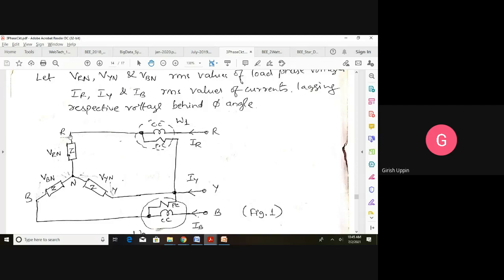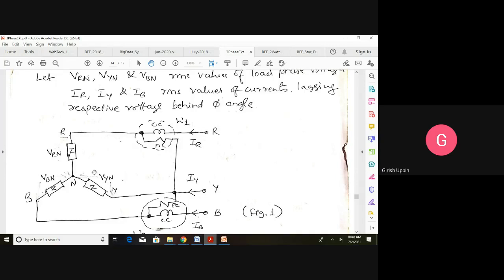And the current that is flowing here, you have to remember, this is a star connected load. In case of a star connected load, what is the relation between the phase and the line parameters? The line current is equal to the phase current, that is IL is equal to I phase. And what is the relation between the phase voltage and the line voltage? The line voltage VL is equal to root 3 times V phase. So IL is equal to I phase and VL is equal to root 3 times V phase.